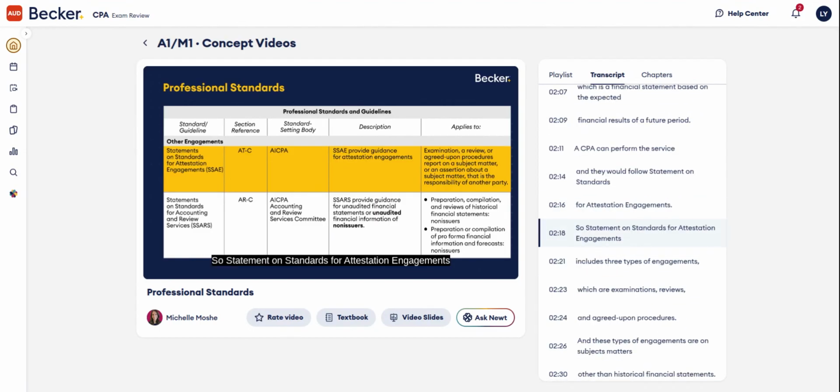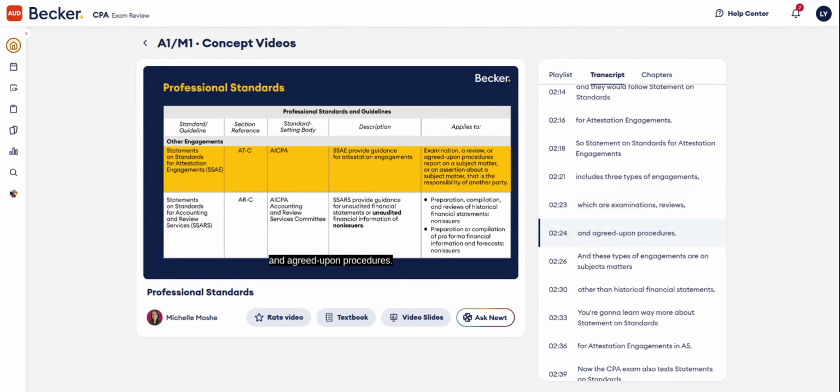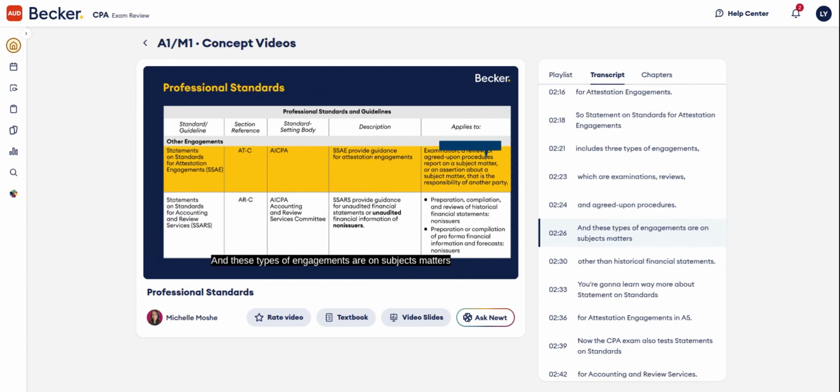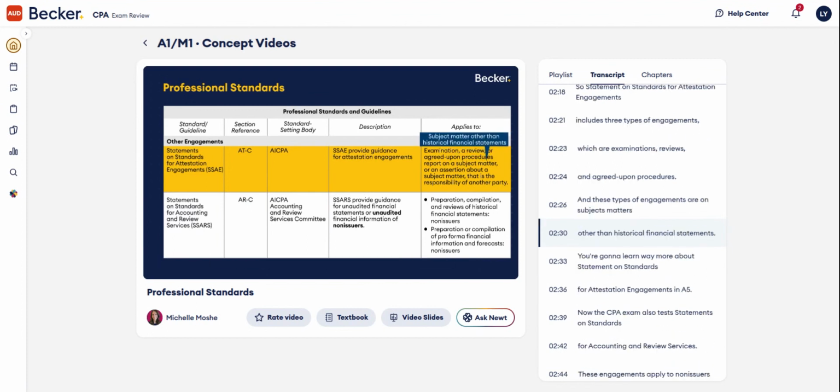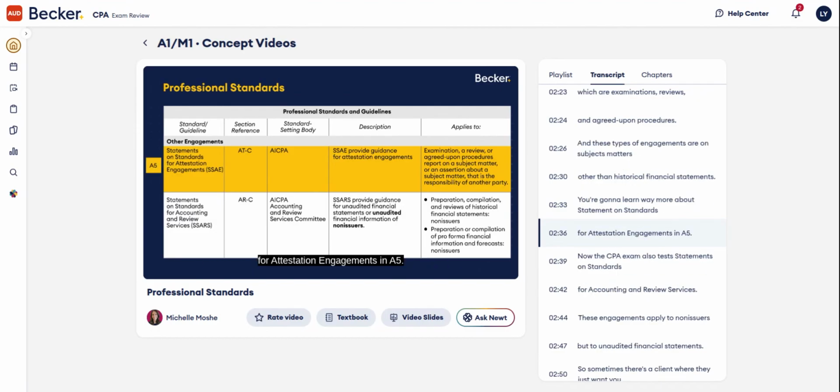Statement on Standards for Attestation Engagements includes 3 types of engagements, which are examinations, reviews, and agreed upon procedures. And these types of engagements are on subject matters other than historical financial statements. You're going to learn way more about Statement on Standards for Attestation Engagements in A5.